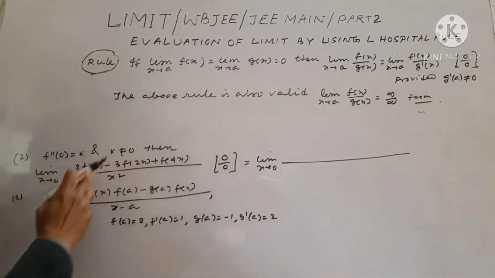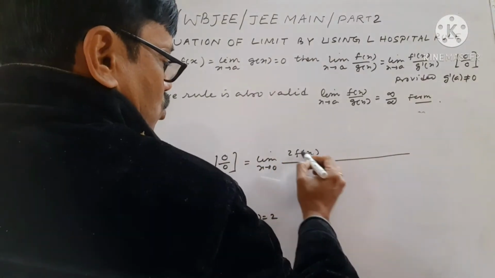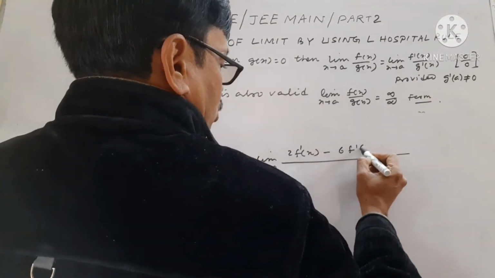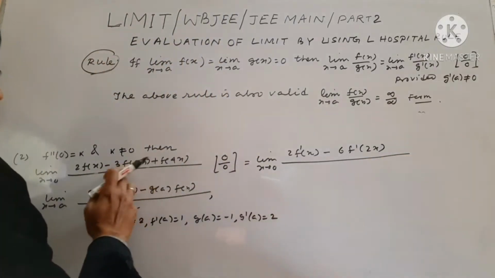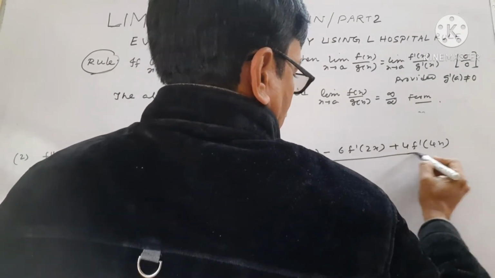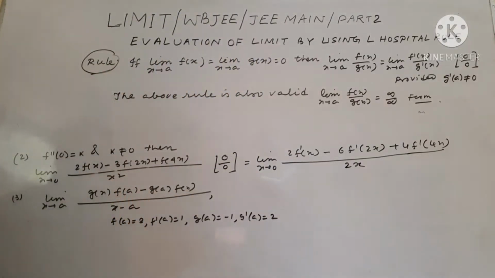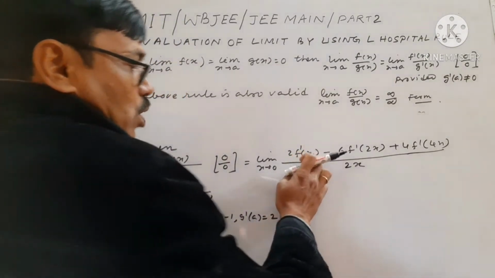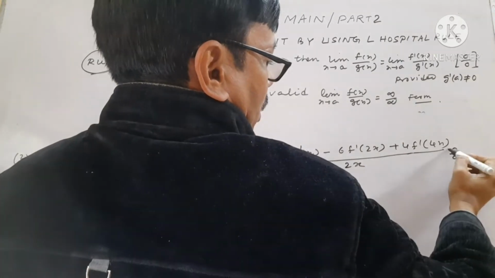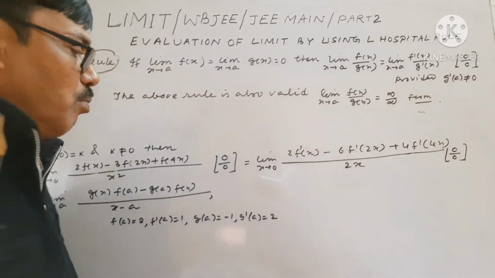It is given that f(x) is differentiable. So this is 2f'(x), minus 3f'(2x) into 2, that is 6f'(2x), plus 4f'(4x), by 2x, the derivative of x square. If we put x equals 0, we get 2f'(0) minus 6f'(0) plus 4f'(0), which is again of the form 0 by 0. So we can differentiate it again by L'Hospital rule.